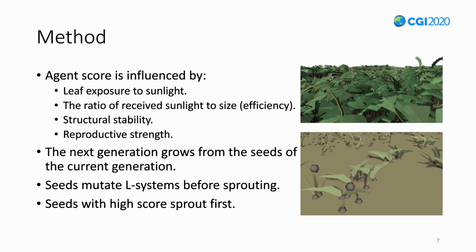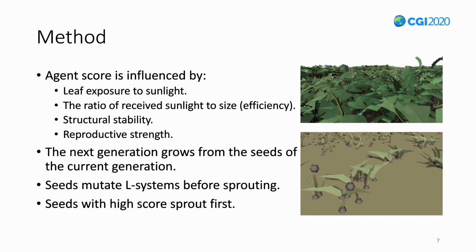Finally, reproductive strength plays an important role. Reproductive strength is, however, not taken into account when scoring a plant. It's a different system. Instead, the next generation grows from physical seeds produced by plants. The seeds are rendered as brown spheres in these images. At the end of a generation, the seeds drop down onto the ground. Seeds contain their parents' Lindenmayer systems, so the DNA, so to speak, plus some random mutation on those systems.